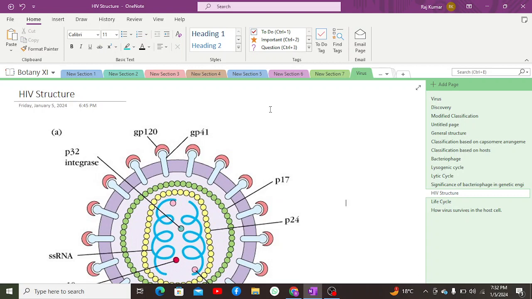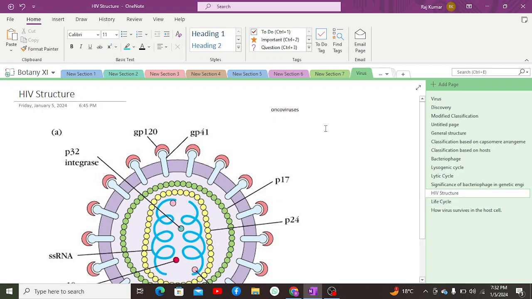HIV, as previously told, is a retrovirus. It belongs to the lentivirus subgroup of the retroviruses. Retroviruses are those viruses which have a reverse transcriptase enzyme and perform reverse transcription. These viruses usually cause tumors, so they are also known as oncoviruses, and they are mostly RNA viruses.